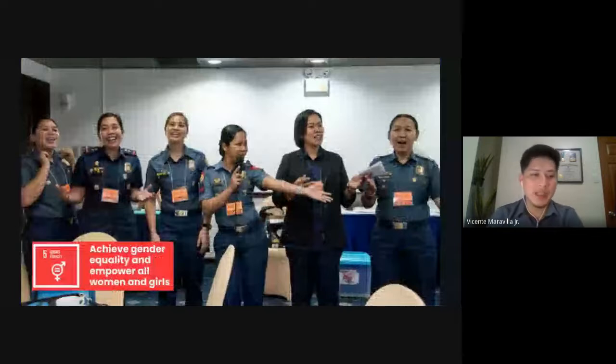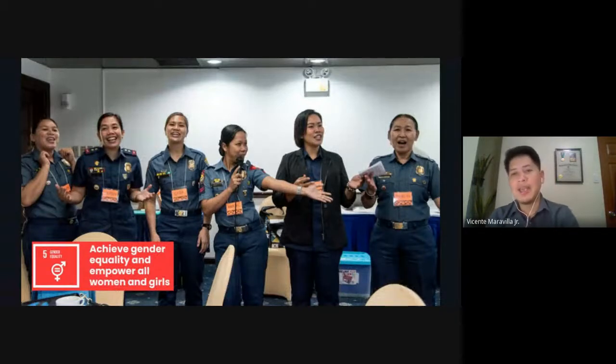SDG 5, gender equality. Achieve gender equality and empower all women and girls. The 2030 Sustainable Development Goal target plan is a tool to reconsider sustainable growth at social, economic, and environmental levels or aspects. If there's no gender equity and women liberation, there will be no sustainable growth.